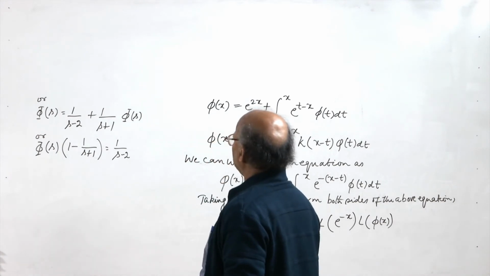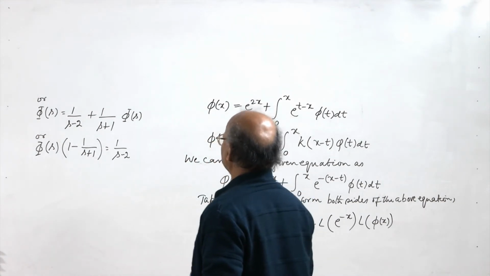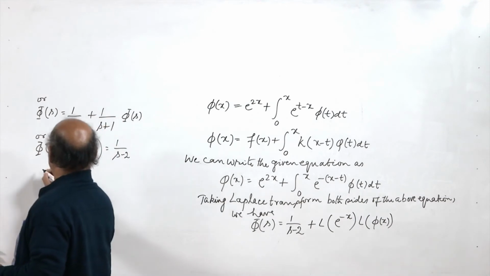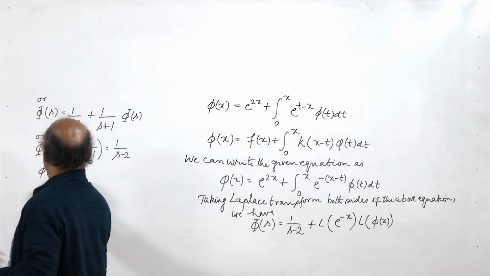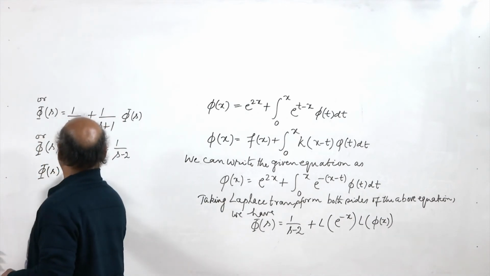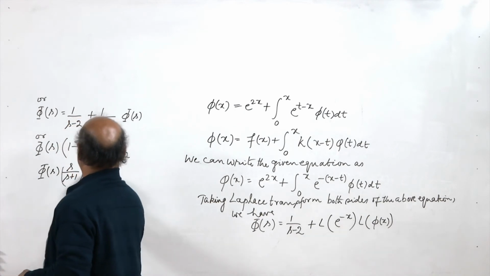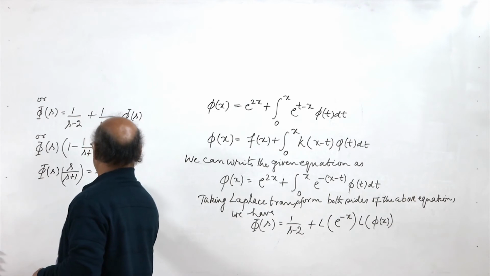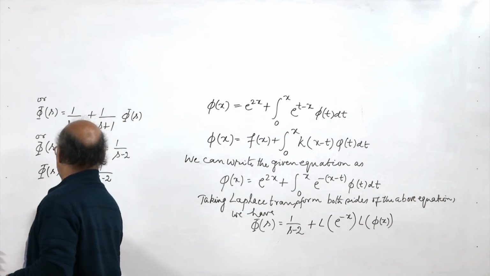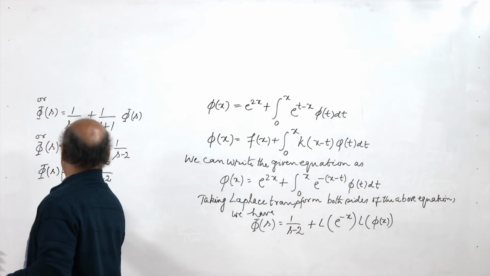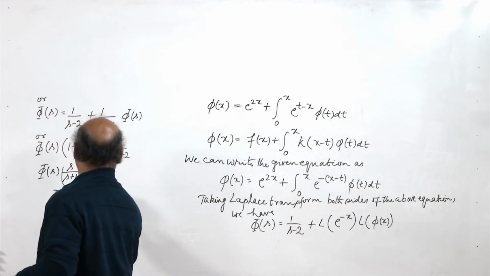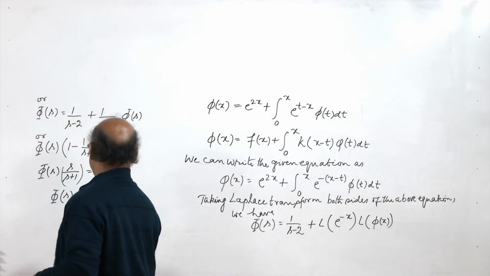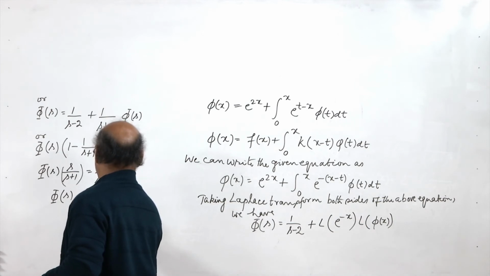So phi s times (1 minus 1 over s plus 1) equal to 1 over s minus 2. So I will have s over s plus 1 times phi s equal to 1 over s minus 2, or phi s equal to (s plus 1) divided by s times (s minus 2).